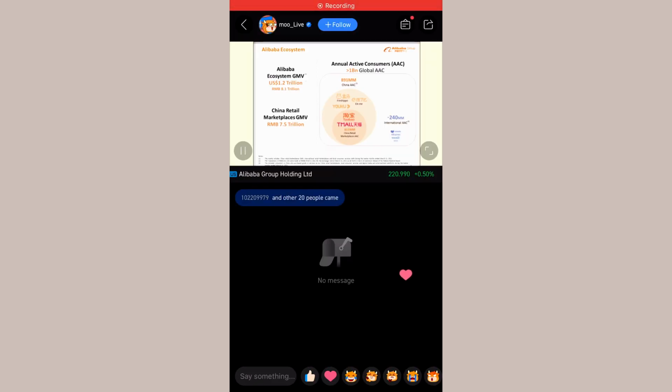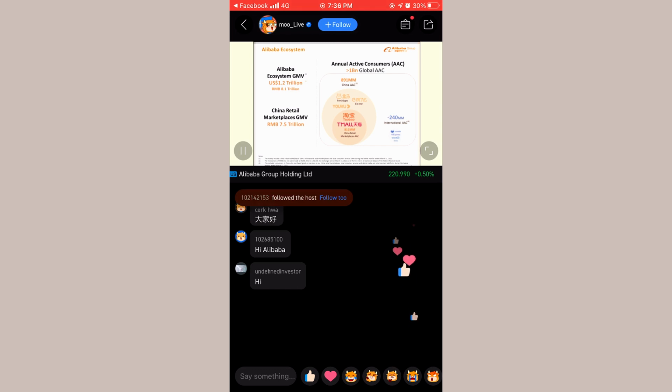Control the pandemic and return to the normal life. Based on IMF estimates, China was the only major economy that achieved positive real GDP growth in 2020.